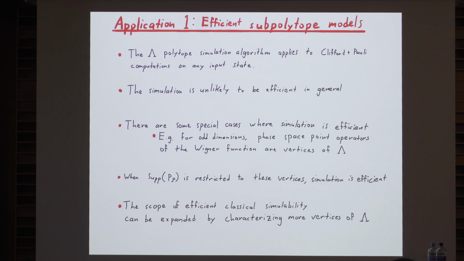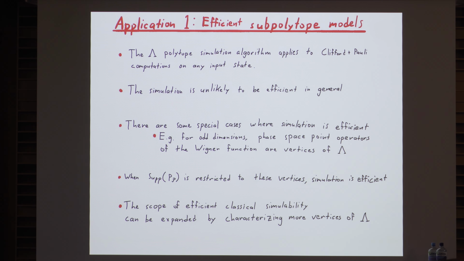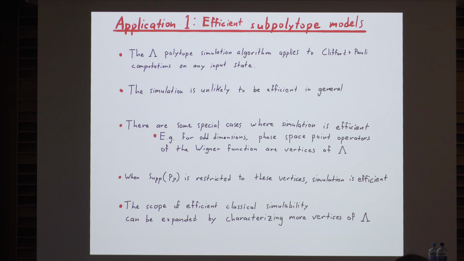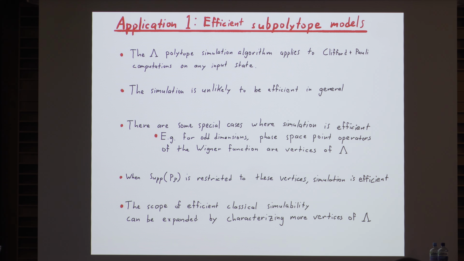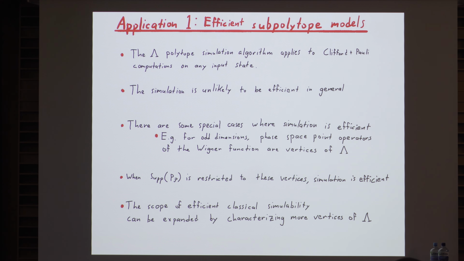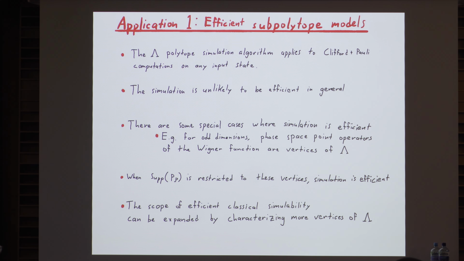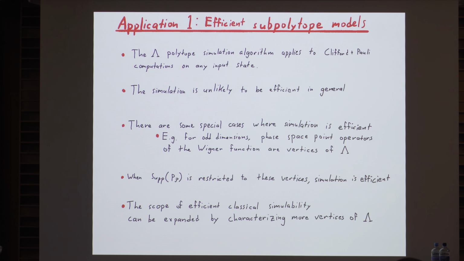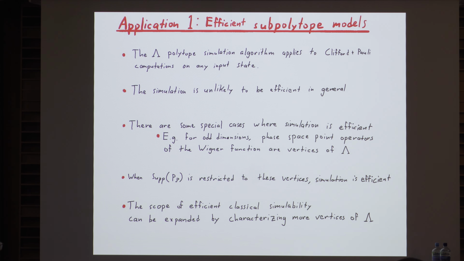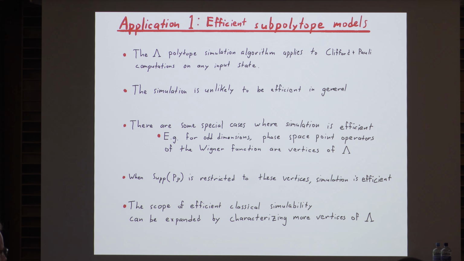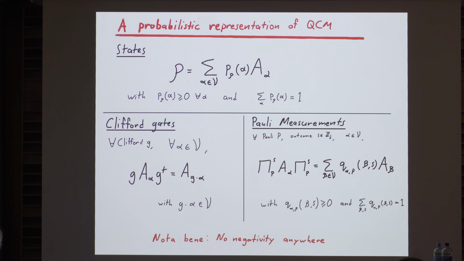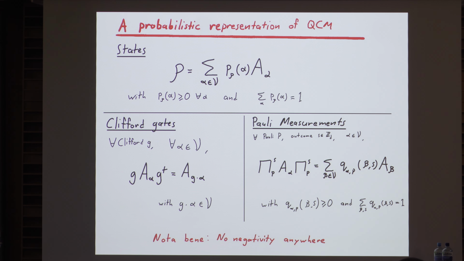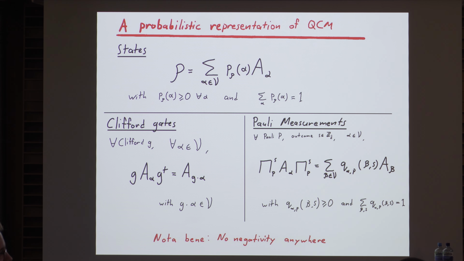So first application is these efficient subpolytope models. Maybe I should have mentioned this before. Previously, for some of the previous quasi-probability representations, you can also show that the updates under Clifford gates and Pauli measurements are computationally efficient for a classical computer. And so that's where you get this equivalence between non-negativity and efficient classical simulation. We don't have that for this model. So although we know these updates exist, we don't have a guarantee that they're efficiently computable in a classical computer.